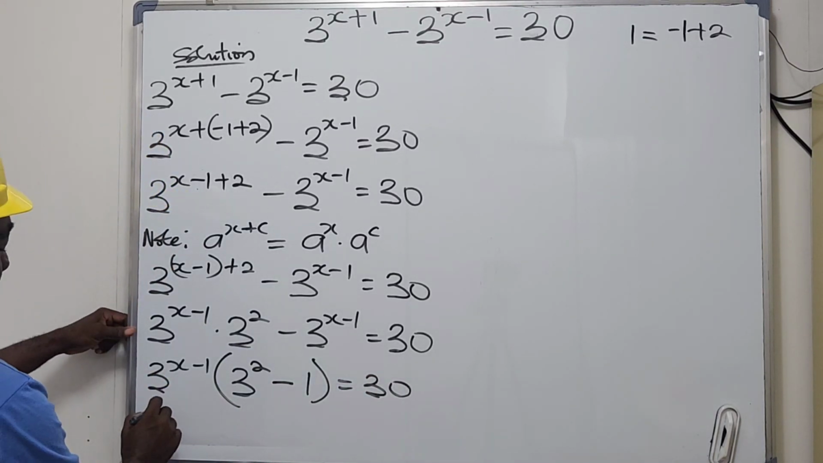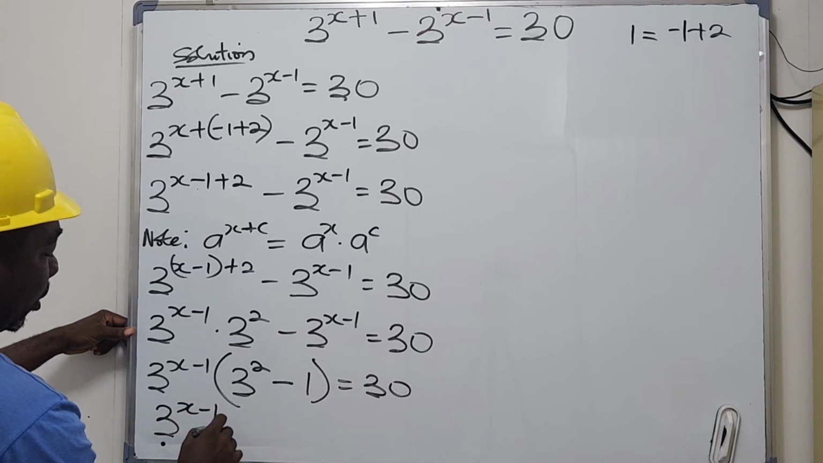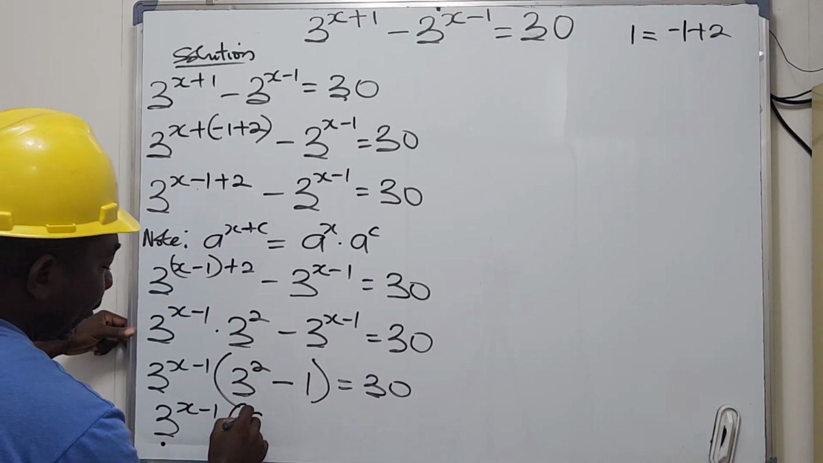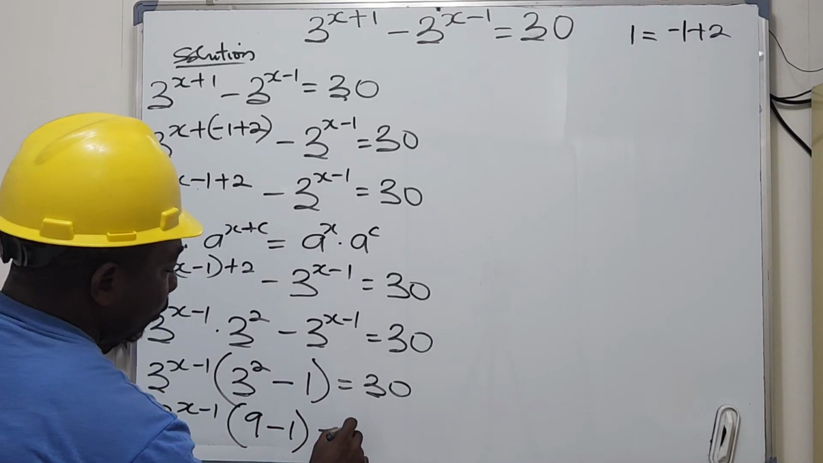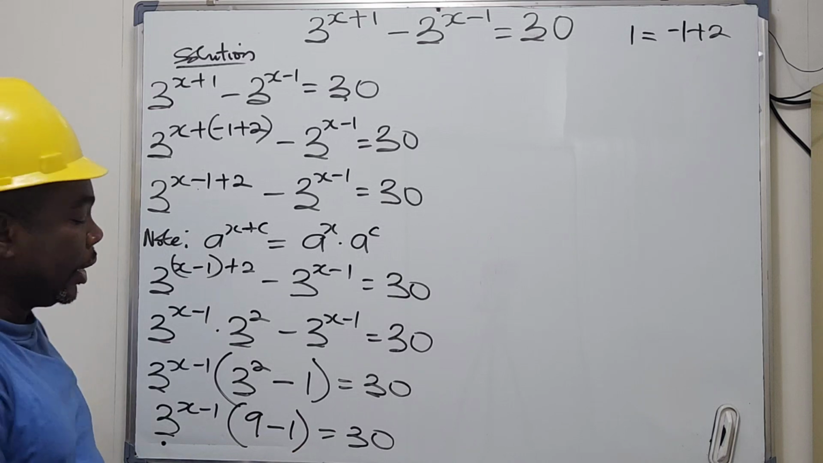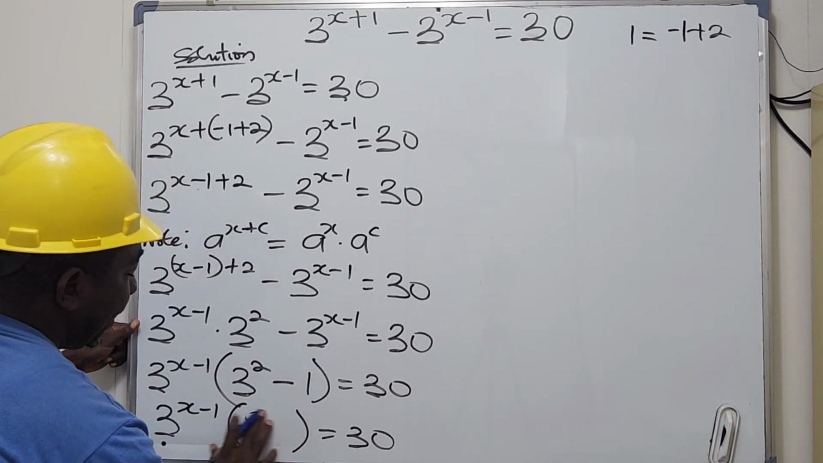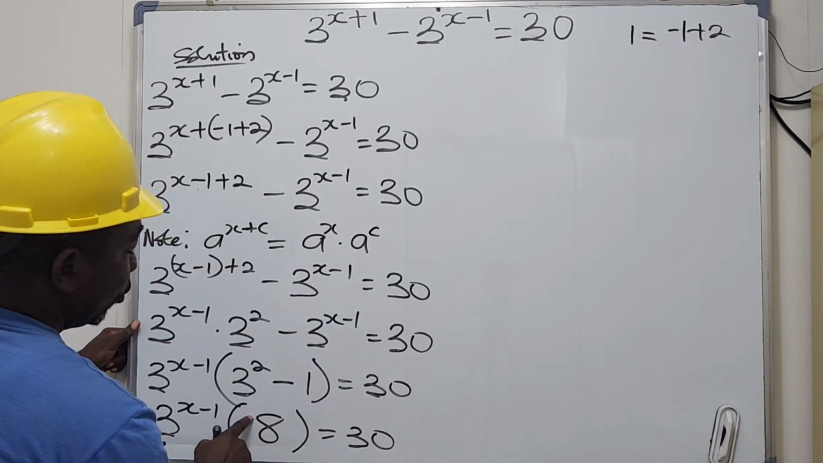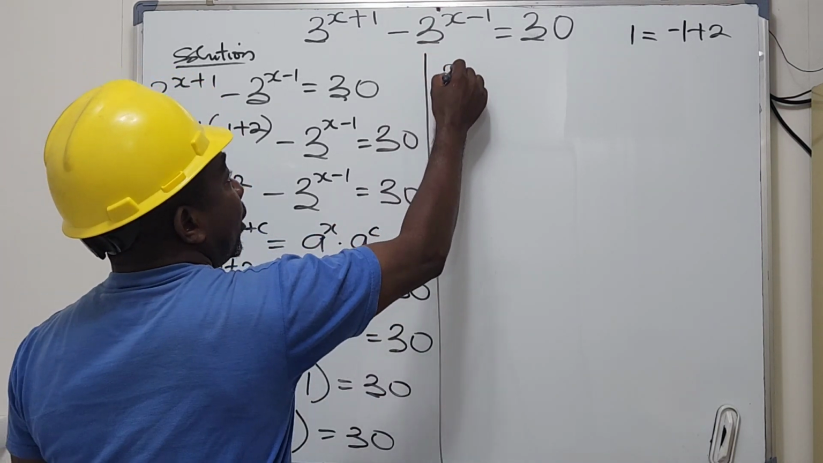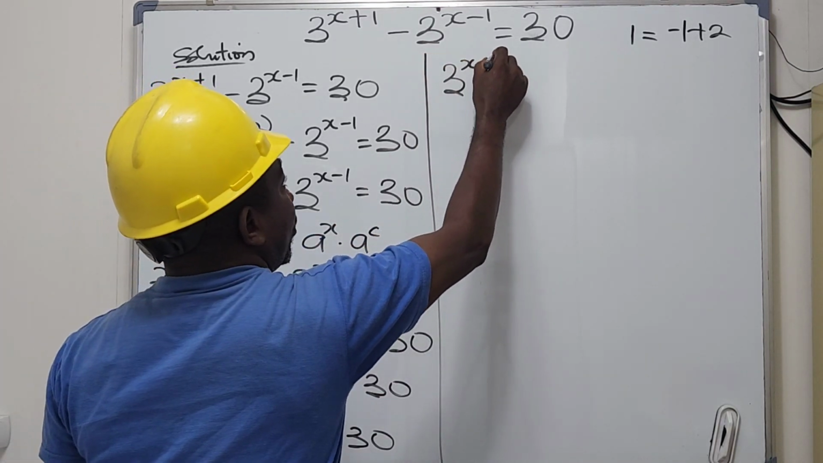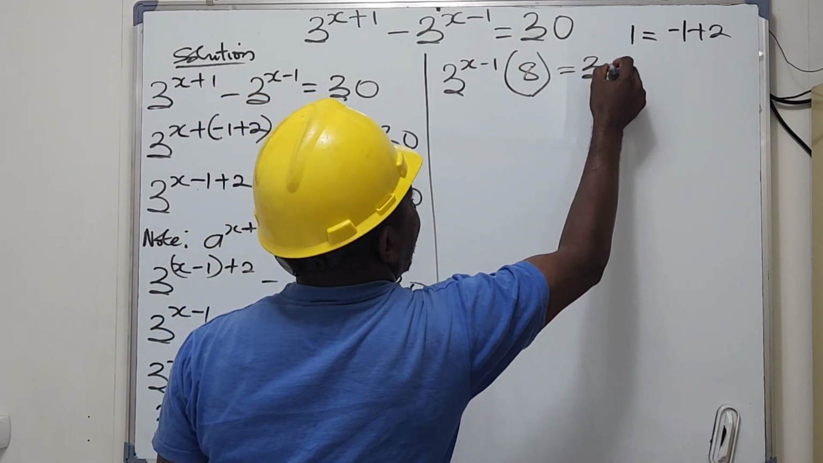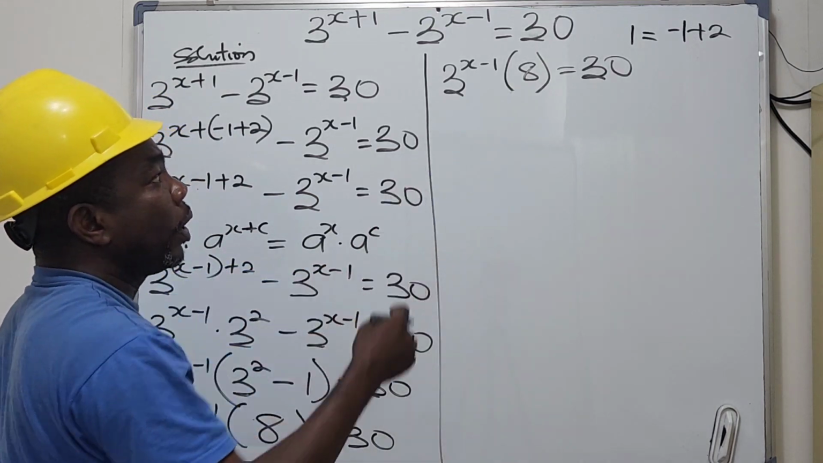We can write this as 3 to the power of x minus 1 into 3 to the power of 2, which is 9. Then 9 minus 1, equals 30. We can see that 9 minus 1 is 8. So in this place, we can write 8. So 9 minus 1 is 8. So we come over to this other side. We have 3 to the power of x minus 1 into 8 equals 30. So this is what we have now.